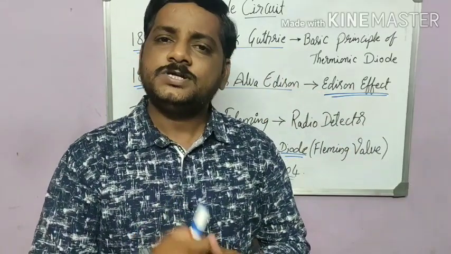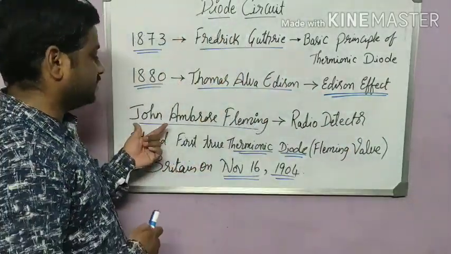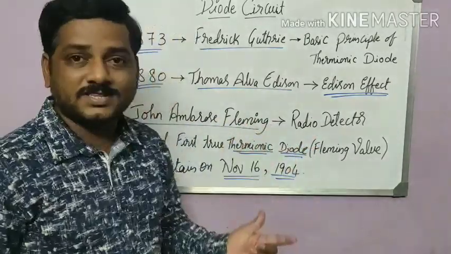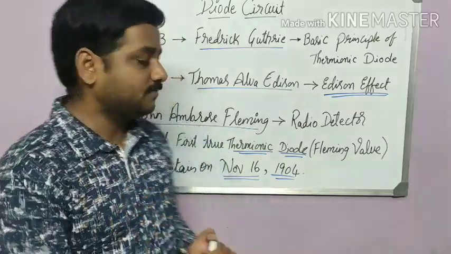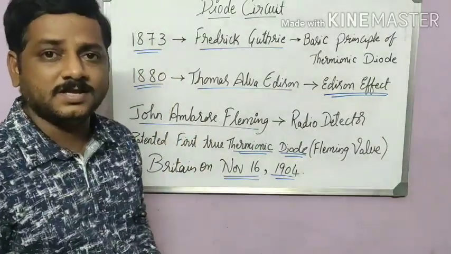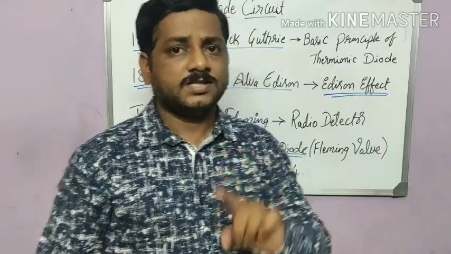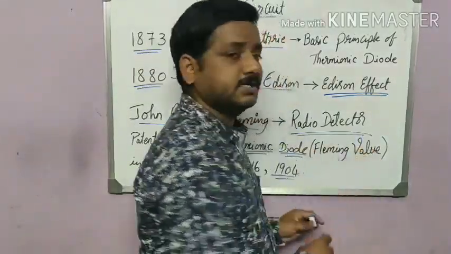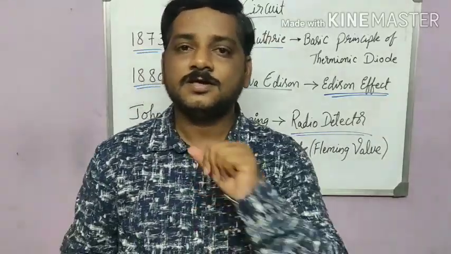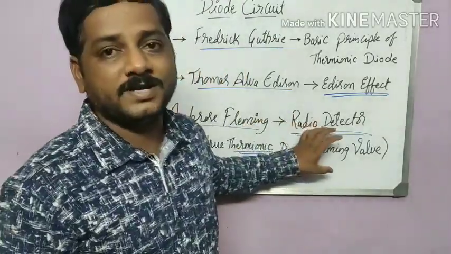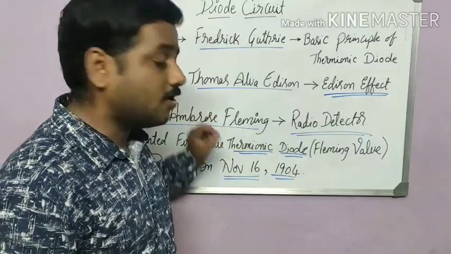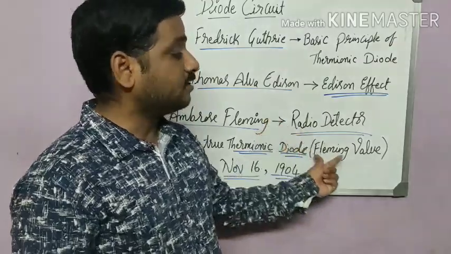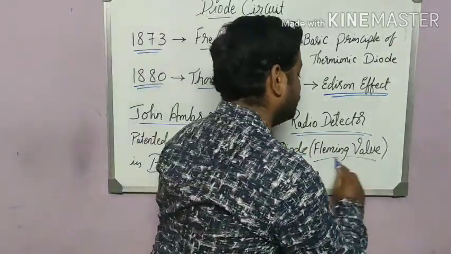Later, about 20 years later, one more scientist, John Ambrose Fleming, whom we know as just Fleming, realized that the Edison effect can be used as a radio detector. He got the first true patent on the thermionic diode. He named it the thermionic diode, and it is also called the Fleming valve.